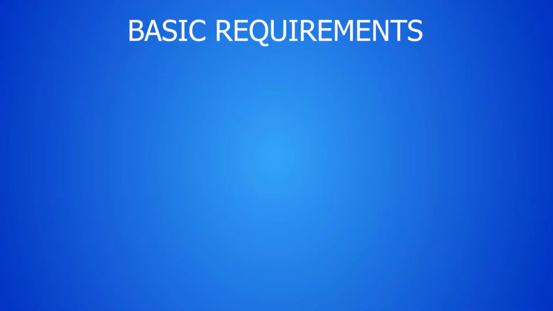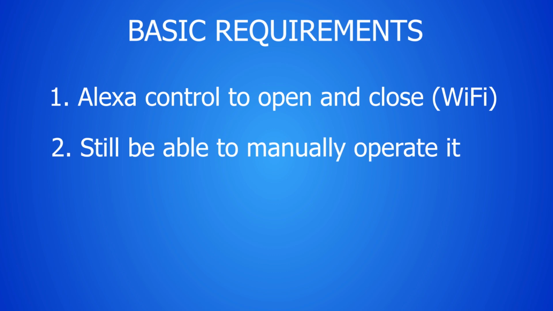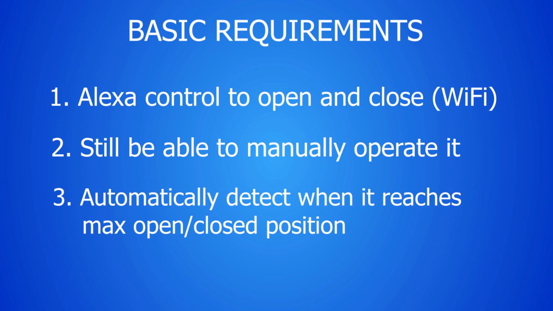I started this project with only a few basic requirements. I wanted Alexa control, which means we'll need an MCU that supports Wi-Fi like the ESP32. I wanted to still be able to manually operate it. This is a patio door that we use to come in and out of the house, just like our front door, so I don't want to have to ask Alexa to open the curtain every time I walk in the house. And I wanted it to automatically detect when it reaches the fully open or closed state, so that I didn't have to play around too much with having to set how many steps it takes to reach one or the other.